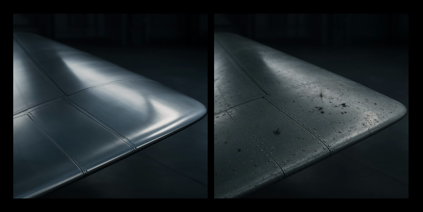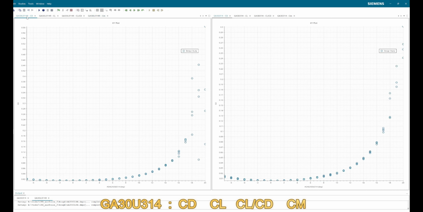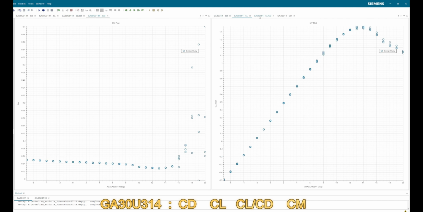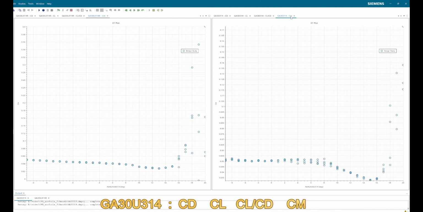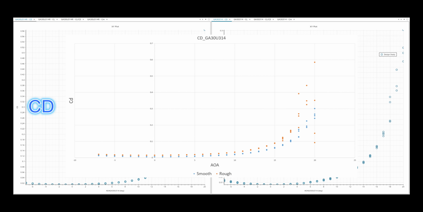Finally, we compare the performance results of each airfoil under smooth and rough surface conditions one by one. Here, the surface roughness is set to 0.0005 meters, which corresponds to a level between moderate and heavy roughness. First, taking GA30U314 as an example, we compare CD, CL, CL/CD, and CM. As expected, the CD is higher for the rough surface. Afterwards, I will make a comprehensive comparison of the results for all 4 airfoils.